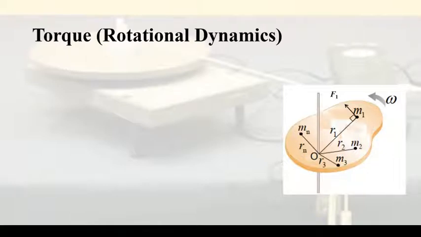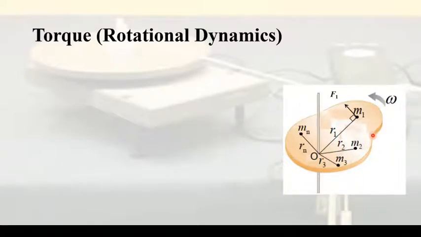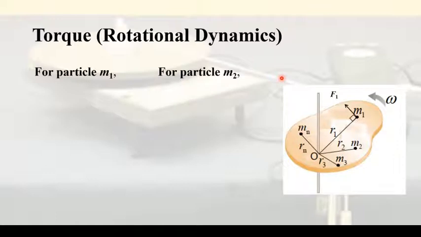So if you look at this diagram on the left-hand side, I've chosen a few points from this rigid body. Okay, so I have a rigid body here. I've selected M1, M2, M3, many points. I've marked many points in this body, so I'm going to try to calculate the torque carried by each of them. So let's start from particle M1.